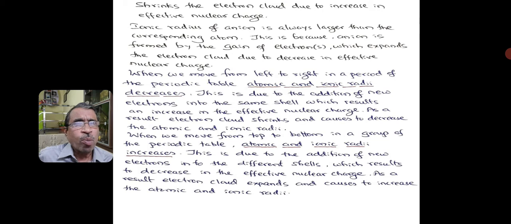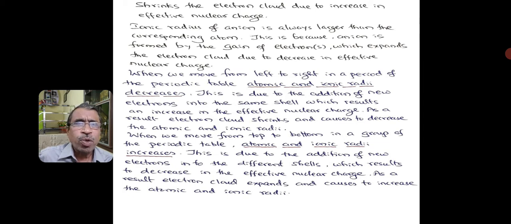When we move from left to right in a period of the periodic table, atomic and ionic radii decrease. This is due to the addition of new electrons into the same shell, which results in an increase in the effective nuclear charge. As a result, the electron cloud shrinks and causes a decrease in the atomic and ionic radii.